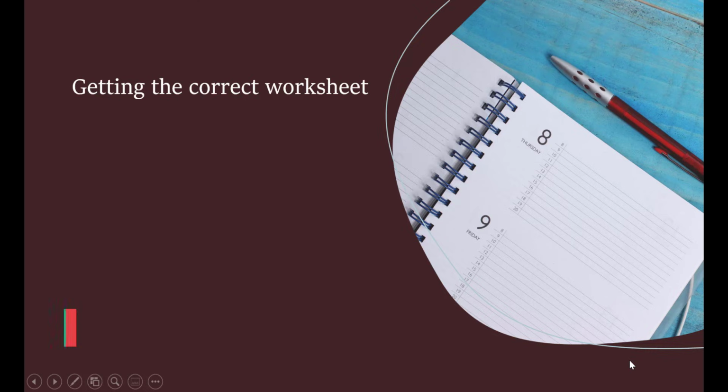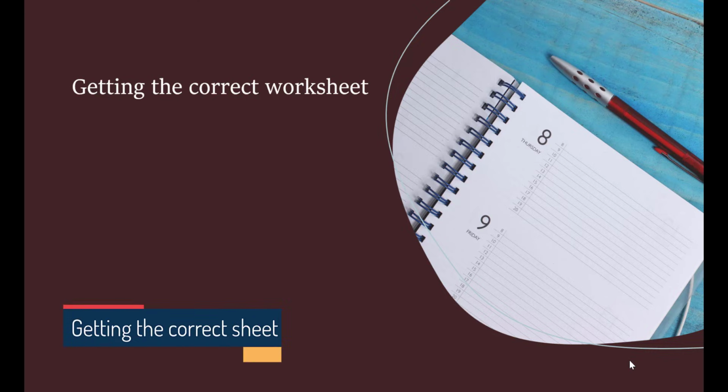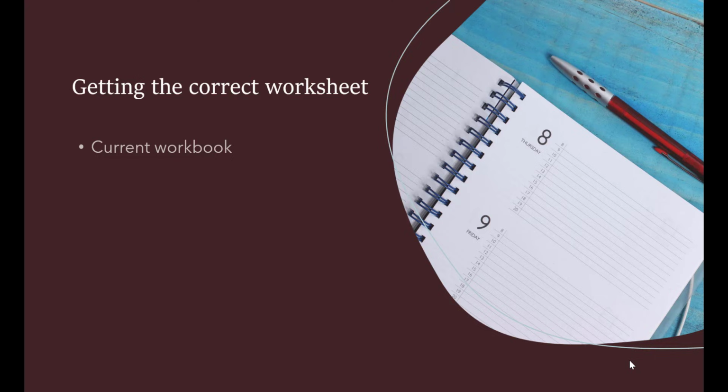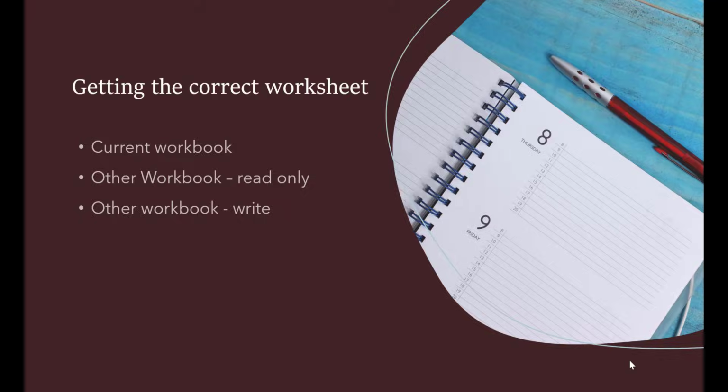Selecting the correct worksheet in VBA is very important, but it can be a bit confusing. So I'm going to break it down into very simple terms. The worksheet is either in the current workbook, that is the workbook with the code, it's in a different workbook that you only want to read from, or it's in a different workbook that you want to write to. We'll treat the code differently depending on which of these it is.